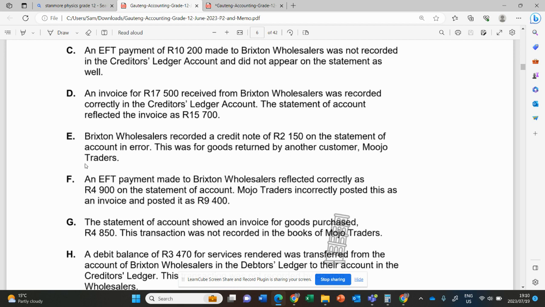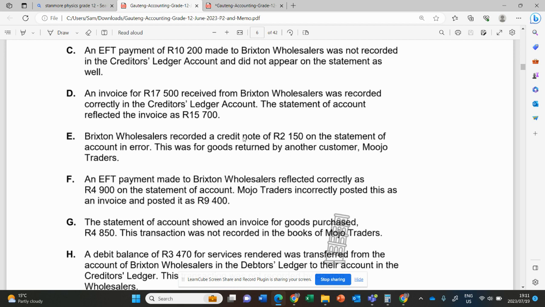Now going to information E, Braston recorded a credit note of 2,150 on the statement of account in error. This was for goods returned by another customer, Mojo Traders. So now the statement that our supplier reduced our account as if it's us who returned the goods, and which is not us. We didn't return the goods. So the supplier subtracted that and we don't have that record. So now the supplier made an error. They subtracted this because they thought we made a return.